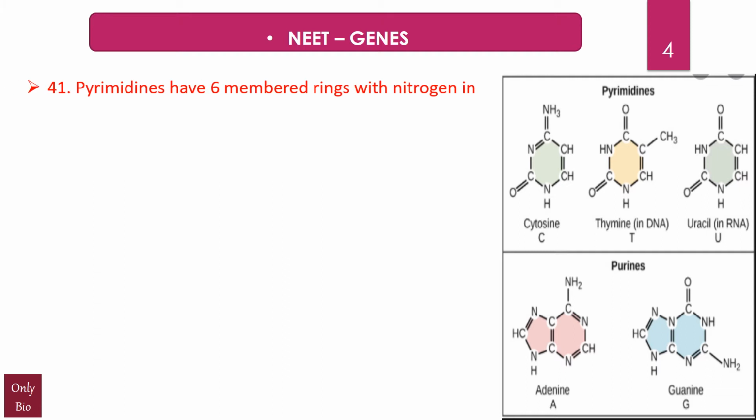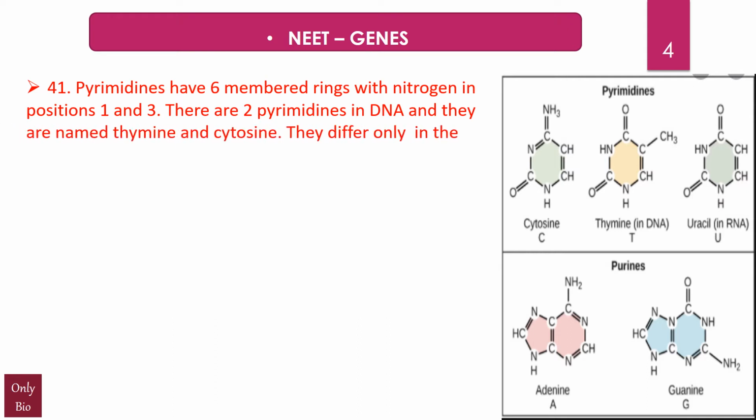Point number 41. Pyrimidines have six-membered rings with nitrogen in positions 1 and 3. There are two pyrimidines in DNA and they are named thymine and cytosine. They differ only in the structure of the side groups.